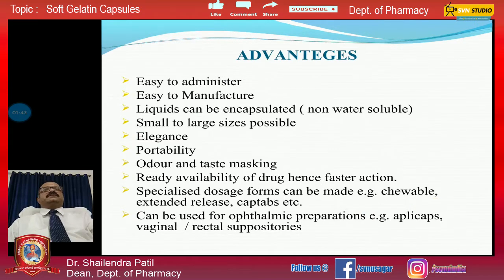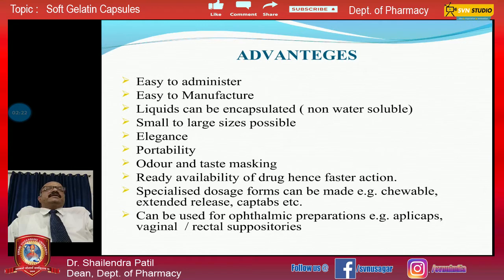The advantages of these soft gelatin capsules are: it is easy to administer. Soft gelatin capsules are easy to manufacture. Liquids can be encapsulated into them. Small to large sizes are possible with these soft gelatins. They have good elegance and are easy to carry. Odor and taste masking you can achieve by using these soft gelatin capsules.